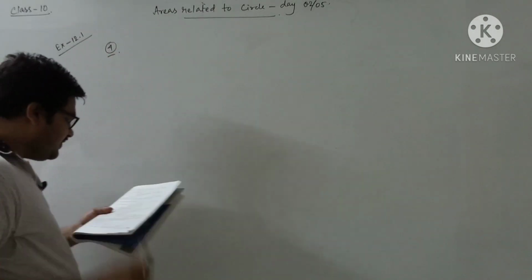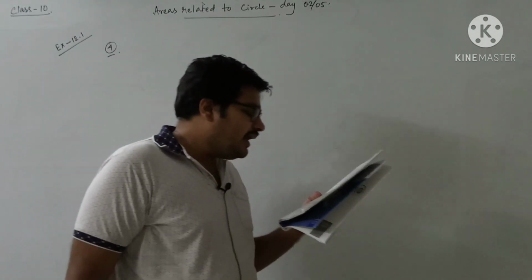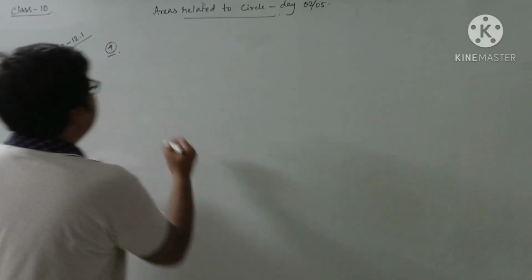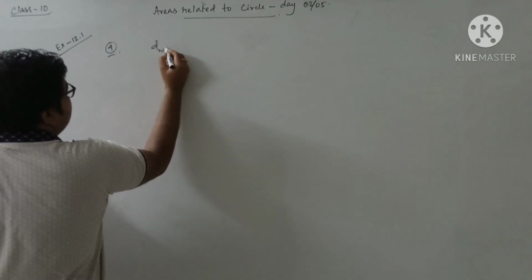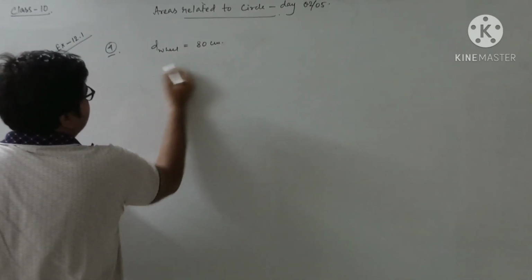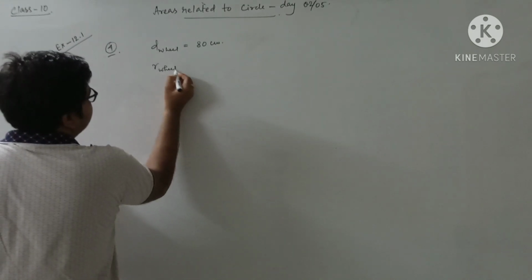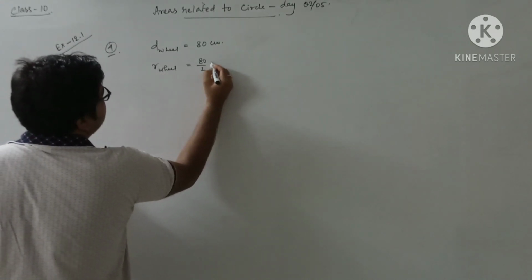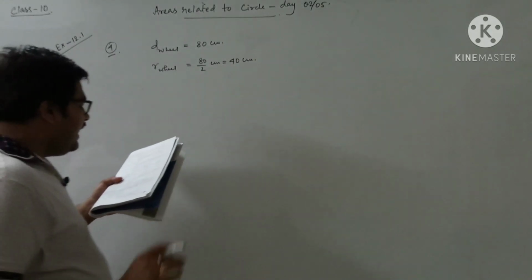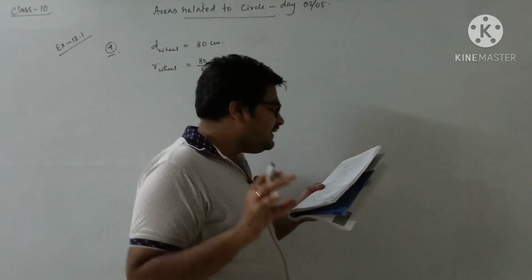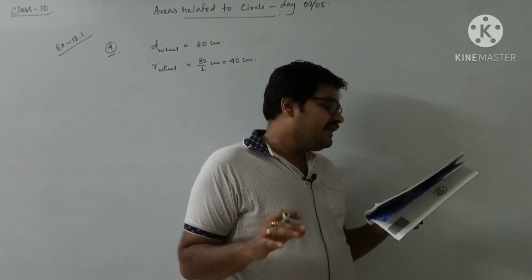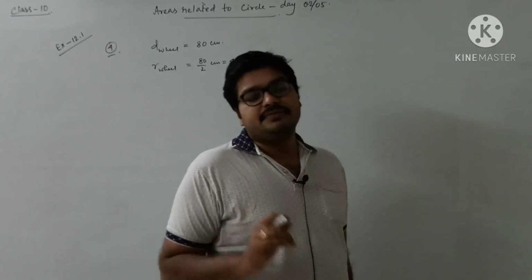What is the question? Let's read it. The wheels of a car are of diameter 80 centimeter each. So the diameter of the wheel is 80 centimeter, so I can find out the radius of the wheel: 80 by 2, 40 centimeter. Next: how many complete revolutions does each wheel make in 10 minutes when the car is traveling at a speed of 66 km per hour?